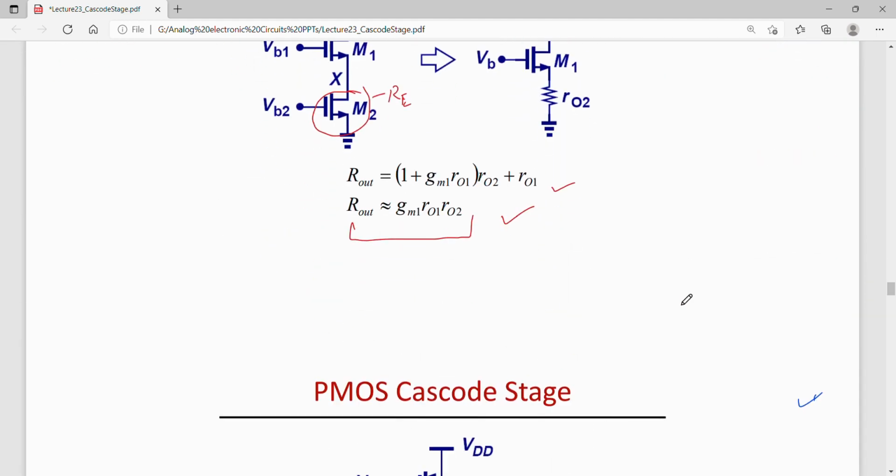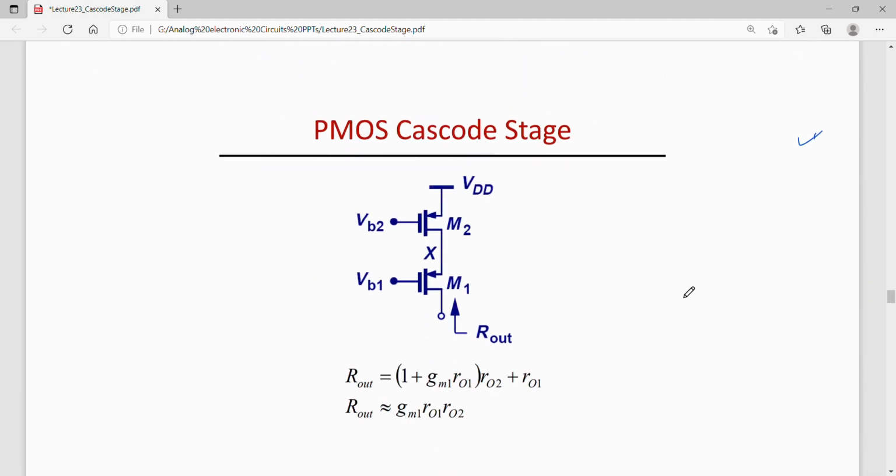Yeah, it remains same, correct. Now, similar to NMOS cascode, one can think of using PMOS in the cascode. So we are using a PMOS transistor here in this cascode, which is called PMOS cascode stage. So again, this is the source of M1. So to this source, M2 is acting as source degeneration or current source, that is drawing current from VDD and supplying to this node X. So this is a current source here or source degeneration.